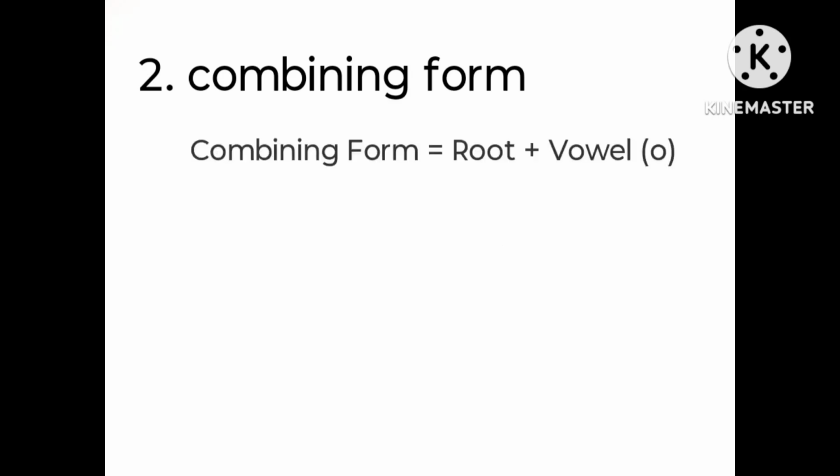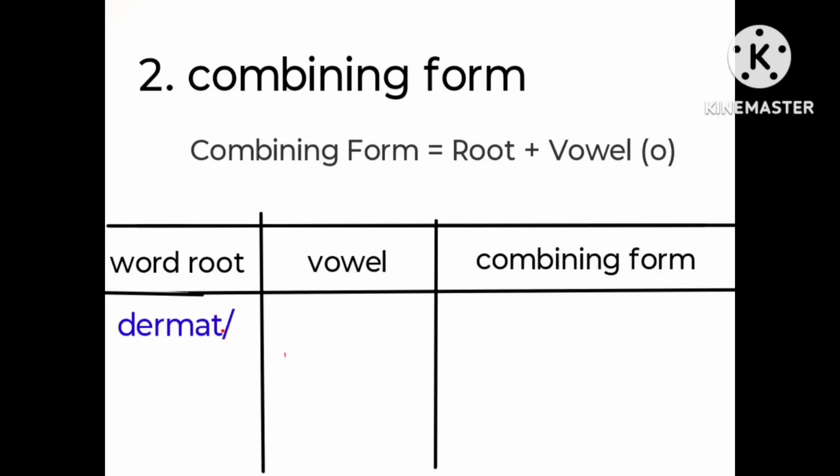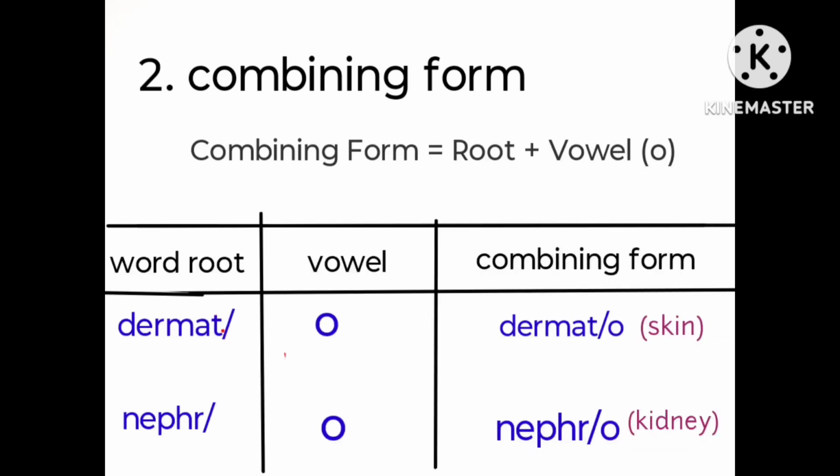Sometimes word root is joined with the vowel, usually letter O. This is called combining form. Now we'll see some example related to this. We will use same examples of word root which we had used previously and add vowel O to it. Dermat combines with vowel O and forms dermato, which means skin. Neph combines with vowel O and form nephro, which means kidney.